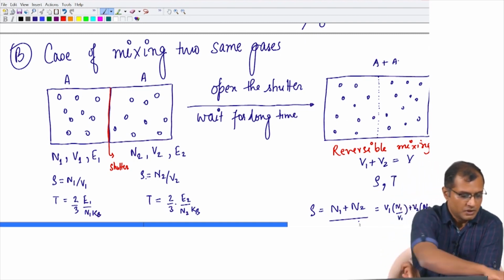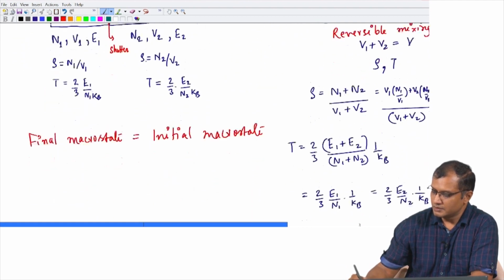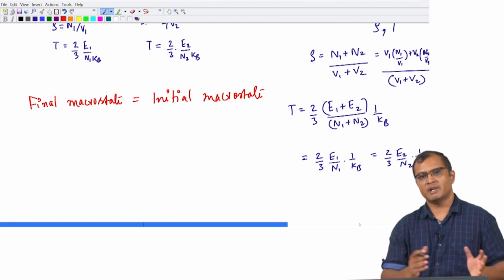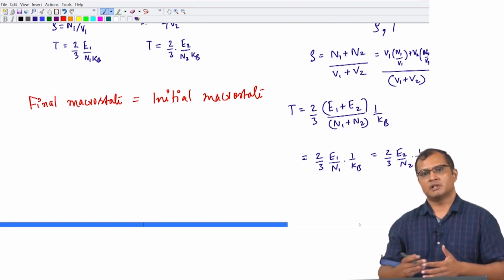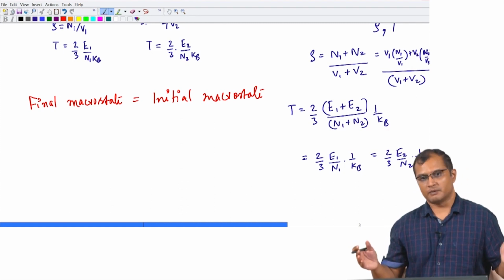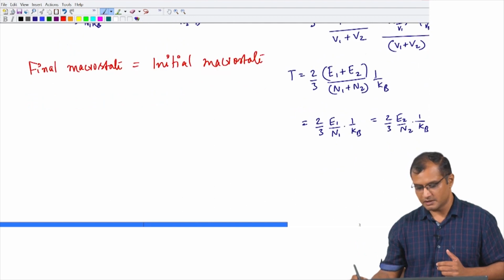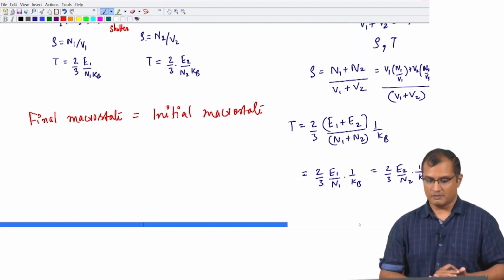So, clearly, when your macro state hasn't changed, you remain in equilibrium; you were in equilibrium to begin with, and you are in equilibrium now. So, you have not gone away from equilibrium, which means the entropy has not changed, the system is isolated, and the configurations are indistinguishable.